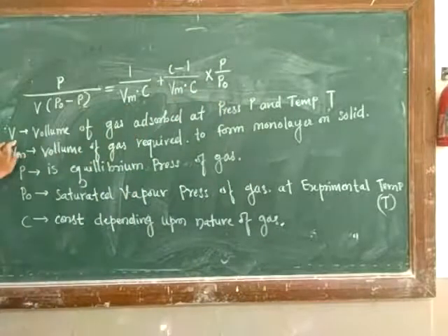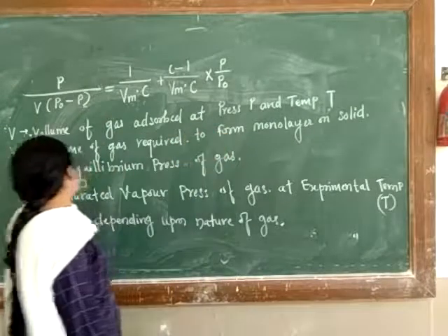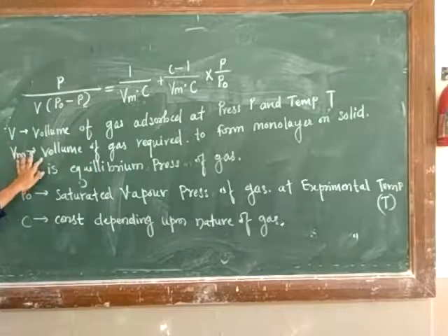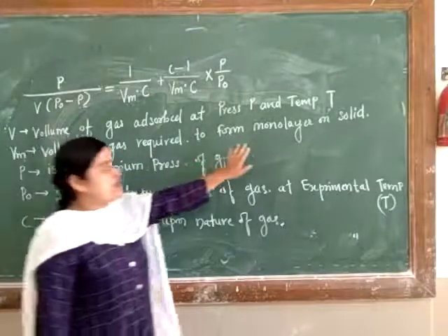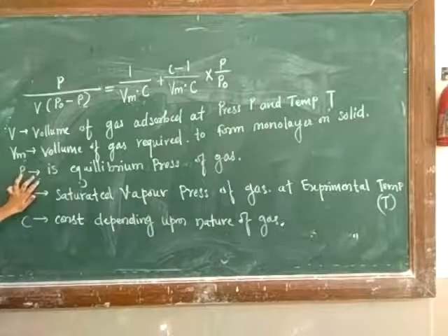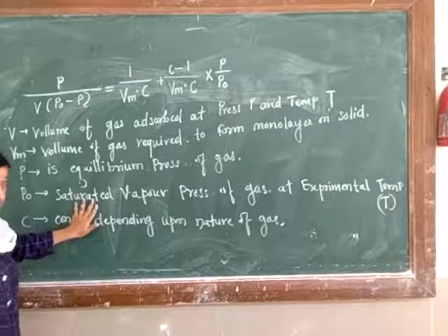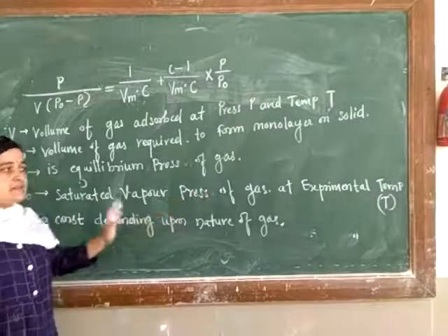First, V is the volume of gas adsorbed at pressure P and temperature T. Vm is the volume of gas required to form a monomolecular layer, or monolayer, on the solid adsorbent. P is nothing but the equilibrium pressure of the gas. P naught is the saturated vapor pressure of the gas at the experimental temperature.